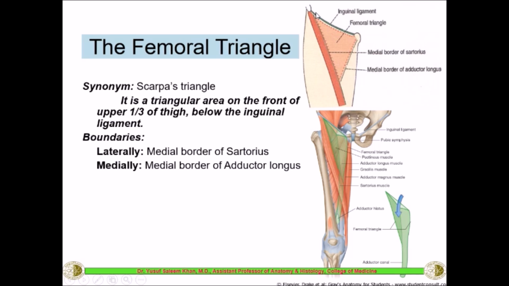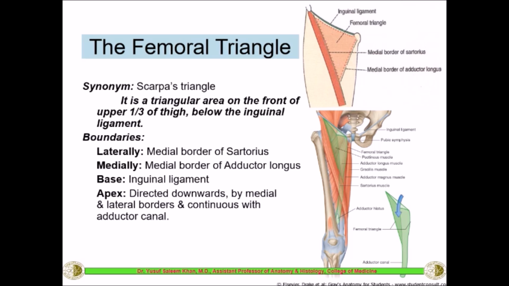So the medial border of the Sartorius, here is the medial border of the Sartorius, the medial border of the adductor longus medially, and the base is formed by the inguinal ligament. As I said before, the base is formed by the inguinal ligament. These are the three boundaries of the femoral triangle: base by the inguinal ligament, laterally by the medial border of the Sartorius, and medially by the medial border of the adductor longus.